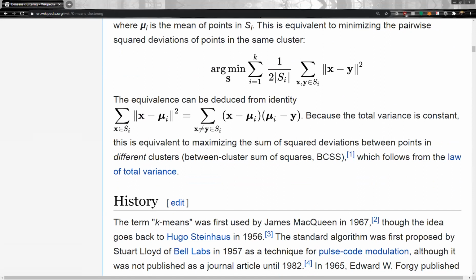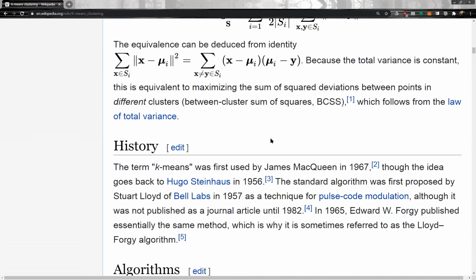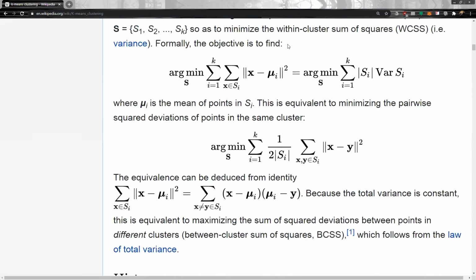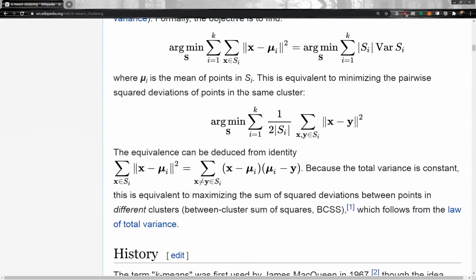This is equal to maximizing the sum of the squared deviation between points in different clusters, which follows from the law of total variance. Now, history, you can skip to history. So, we have the mathematics over here. Then the question is how to implement this mathematics.